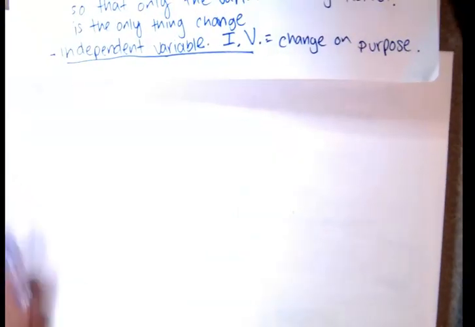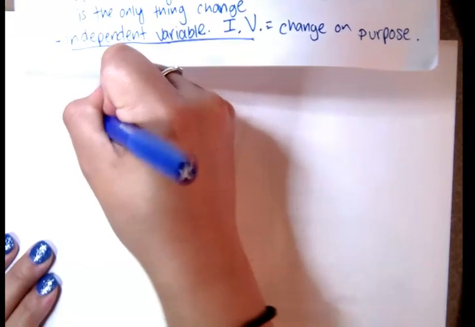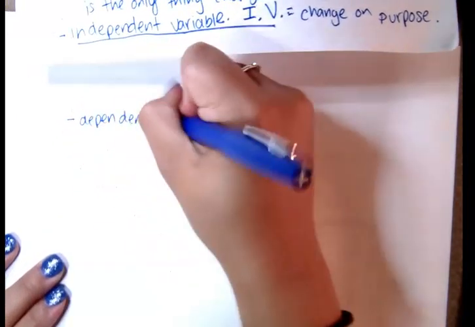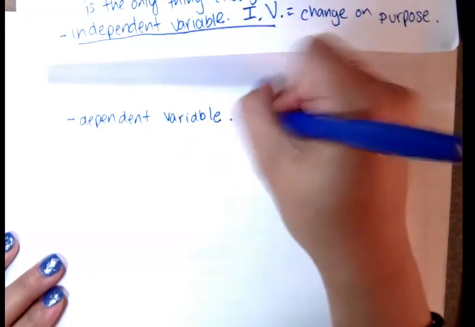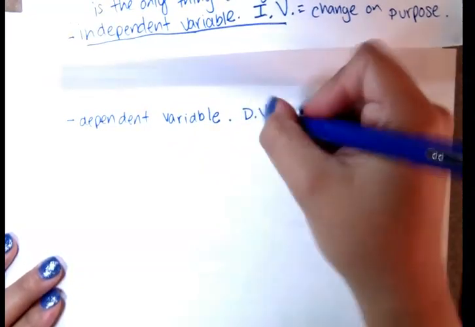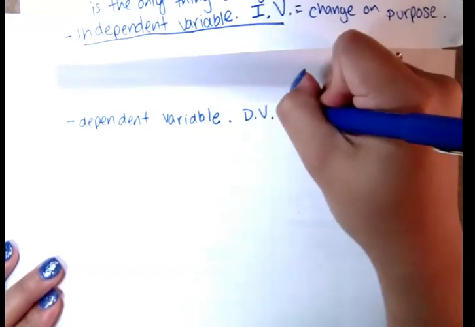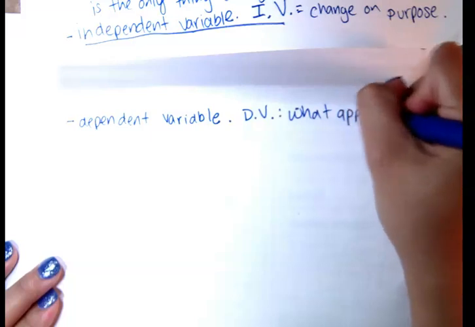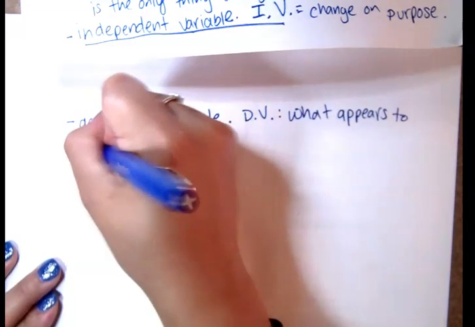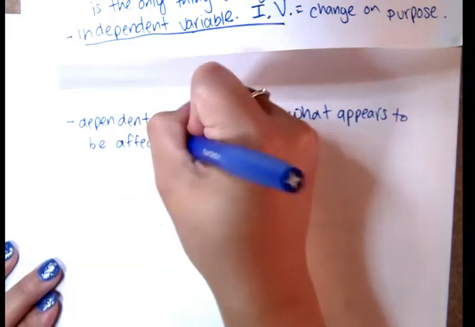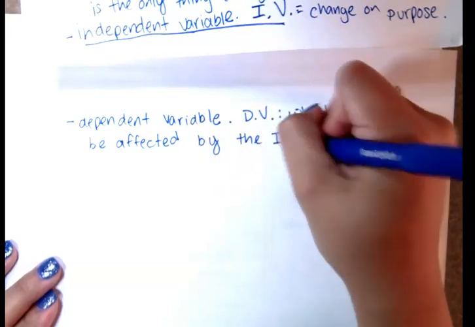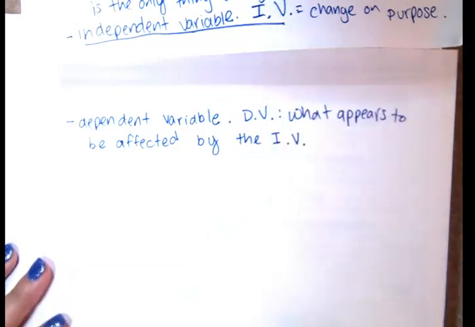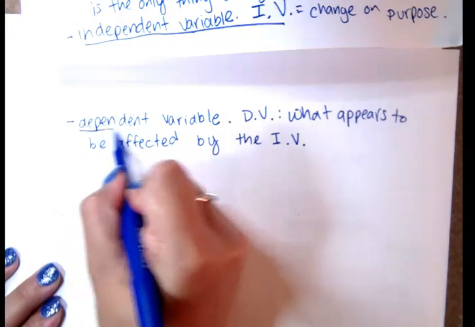Alright, so from the independent variable, that leads us to the dependent variable. And I'm going to abbreviate that as the DV. So this is our dependent variable. And this is what appears to be affected by the independent variable. So the independent variable is your cause, and the dependent variable is your effect.